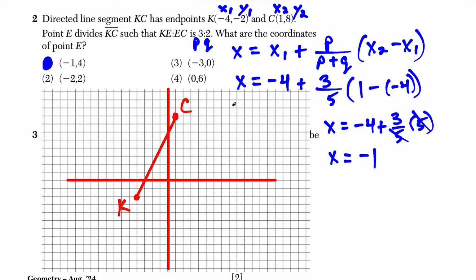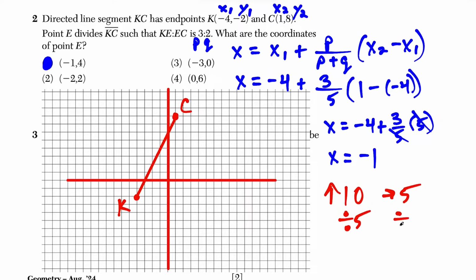So now that we have this drawn out, let's count the rise over the run, how much we have to go up and over to get from point K to point C. So we're going up 1, 2, 3, 4, 5, 6, 7, 8, 9, 10. So we're going up 10. And then we're going over 1, 2, 3, 4, 5. And what I want to do with this is divide each of these pieces by 5.